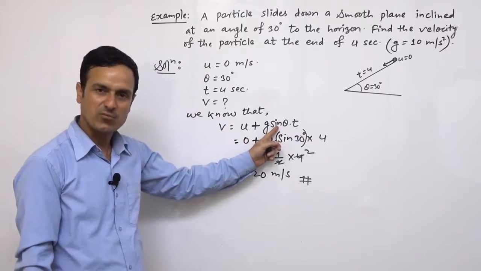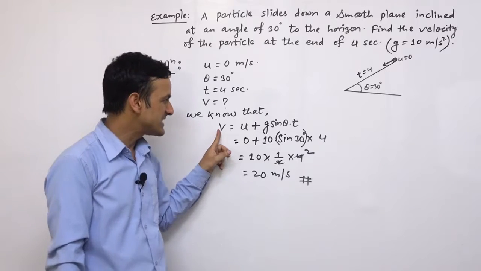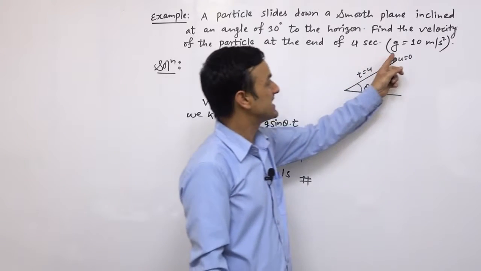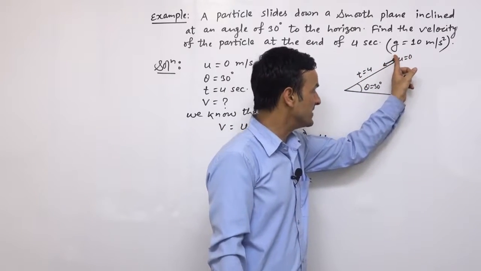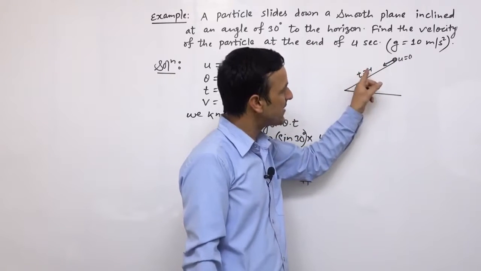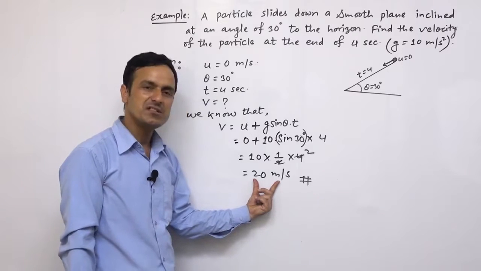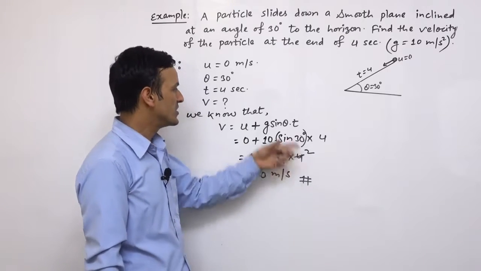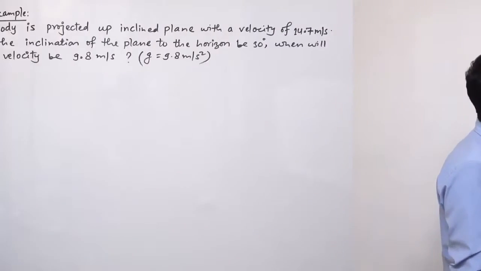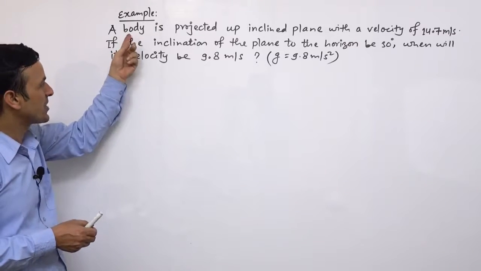Obtained by using this formula. So this is the final velocity of that particle which is starting from here, and after t second, means after 4 seconds, its velocity will be 20 meter per second. So in this way we can solve the problem. Okay, let's see this question now.